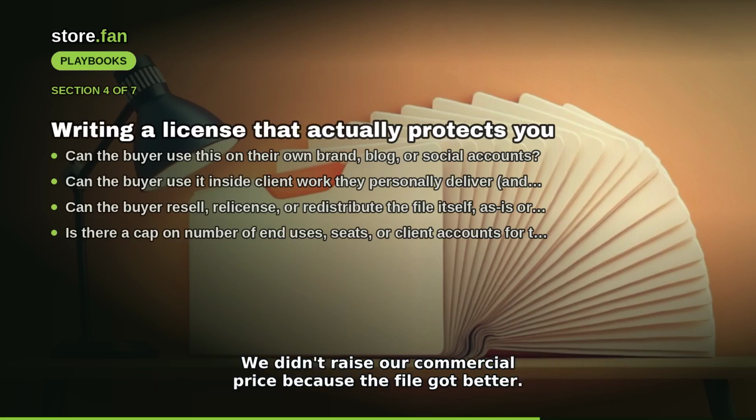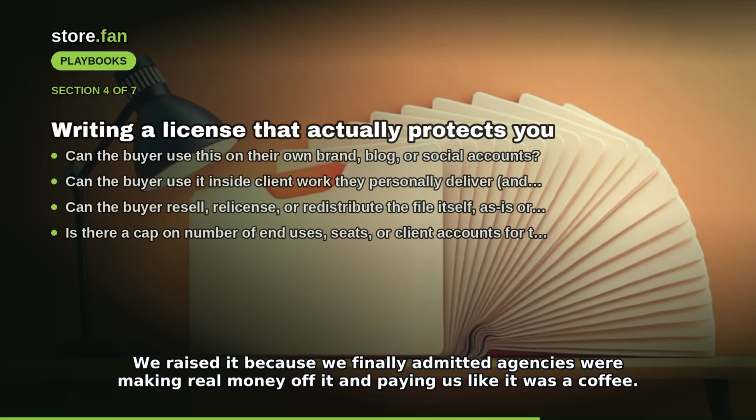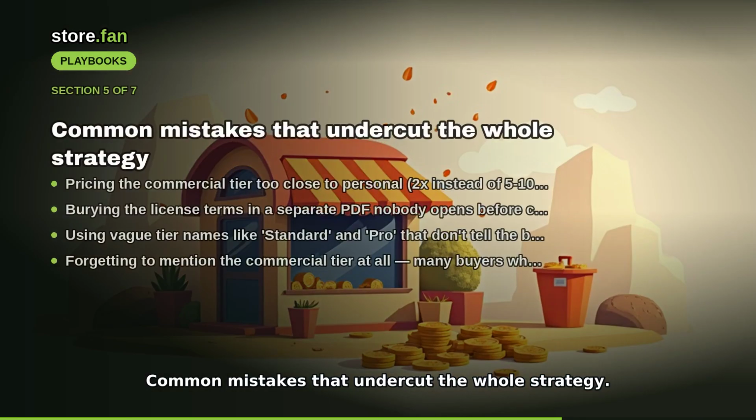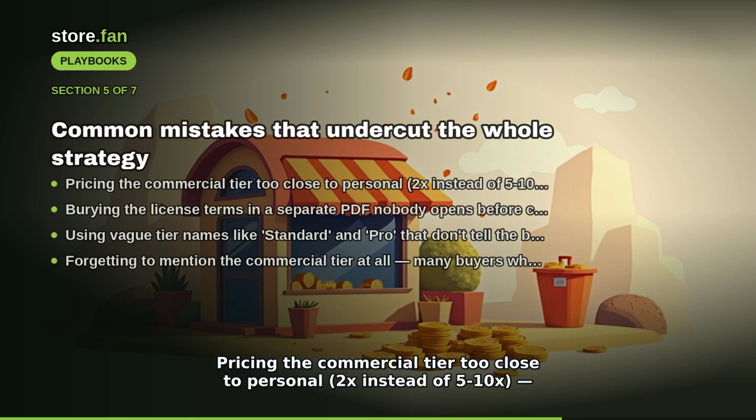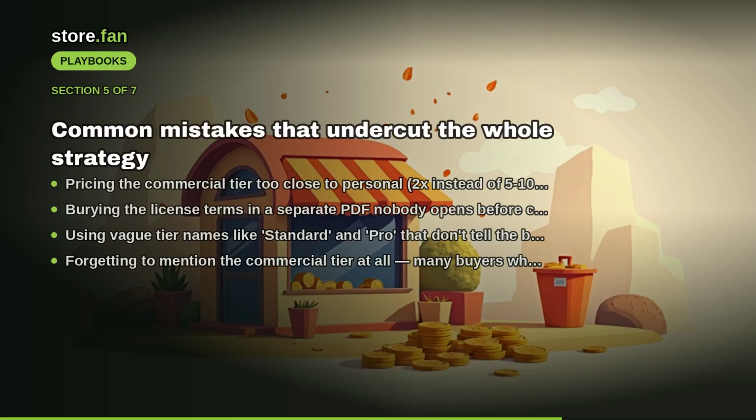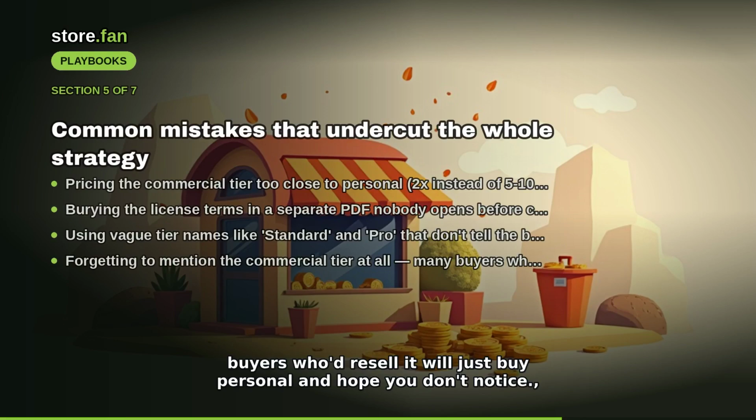We didn't raise our commercial price because the file got better. We raised it because we finally admitted agencies were making real money off it and paying us like it was a coffee. Common mistakes that undercut the whole strategy. Pricing the commercial tier too close to personal, 2x instead of 5 to 10x. Buyers who'd resell it will just buy personal and hope you don't notice.